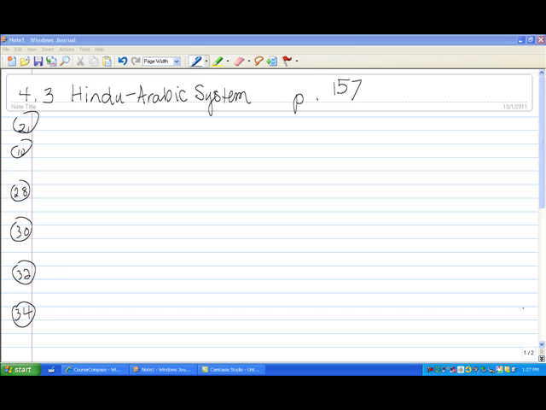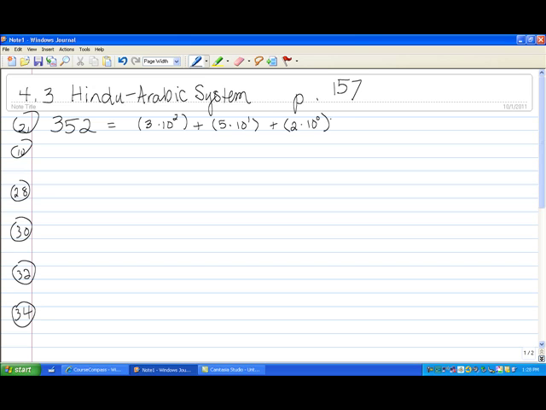So we have 352. So that would be 3 times 10 squared plus 5 times 10 to the first plus 2 times 10 to the 0 would be the expanded form.